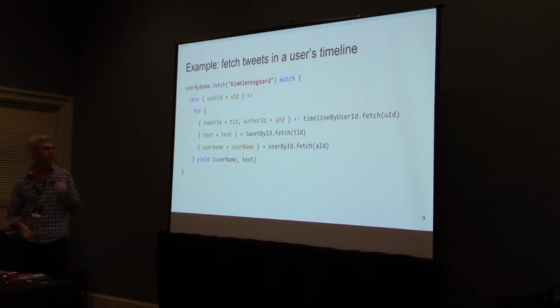of tweet entries, which consist of a tweet ID and an author ID. And then for each of those, we're going to consult a couple more services, which will look up the tweet object and the user object for those IDs. And we'll put this all back together into a sequence of tuples of user text.